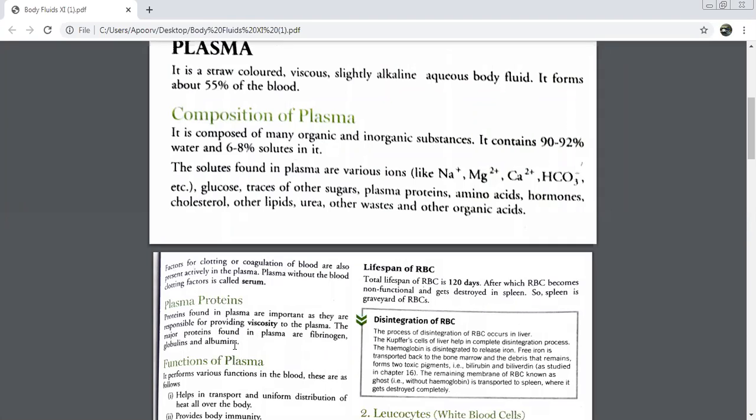Let's move on to plasma proteins now. The proteins found in plasma are important. You just studied viscosity.